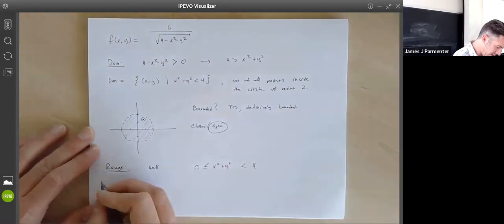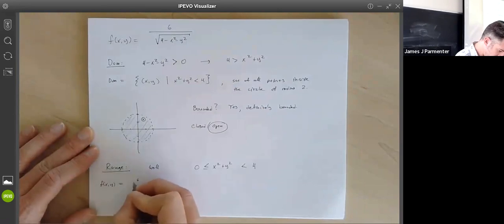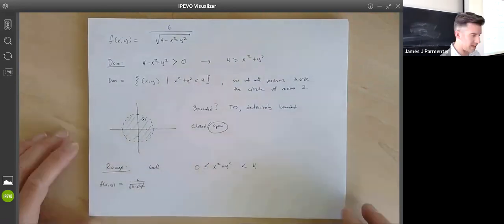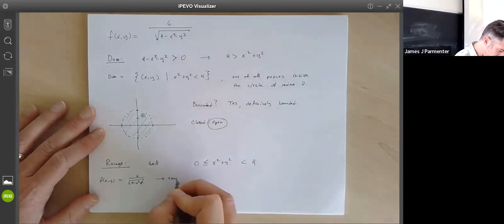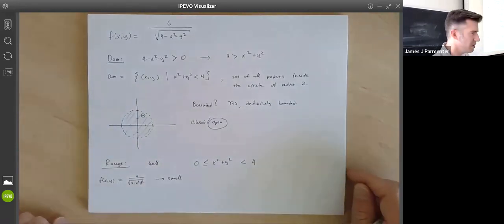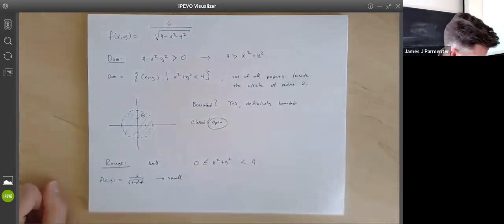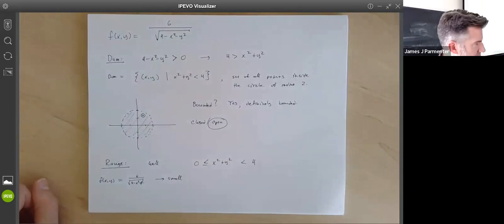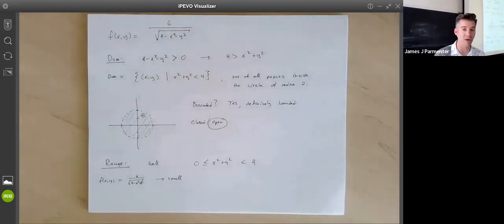Let's see. So if I want to make my whole function small, sorry, I think I wrote it small because I was talking about being small. So I want it to be small. I want to make the denominator large. What's the largest the denominator can be? Show me on your fingers. What's the biggest number the denominator can be? It is a number you can show me on your fingers.